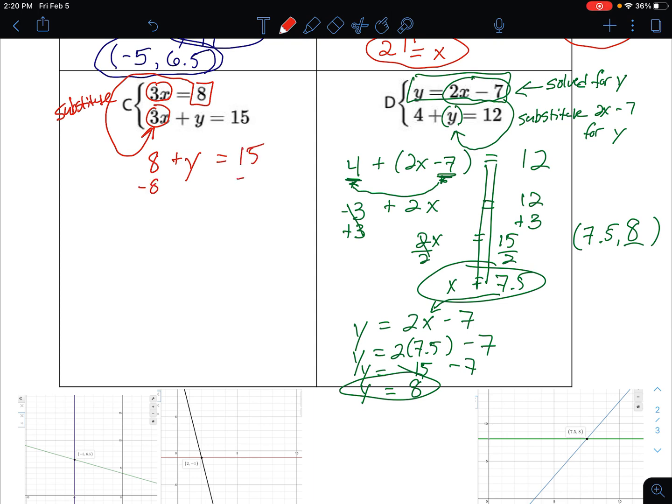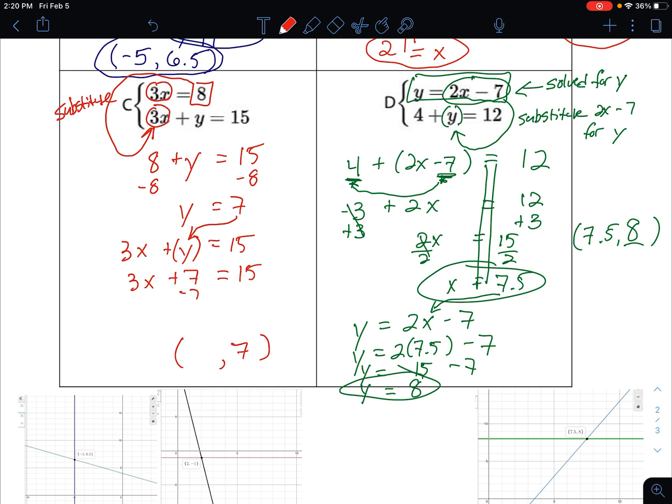And now look how quick and easy this is. Solving this, I get y is equal to 7. So I've got the y value of my solution, which is 7. If I look at my second equation, 3x plus y is equal to 15, now, since I know y is equal to 7, I can put 7 in for y. So it becomes 3x plus 7 equals 15. Now I'm solving for x.